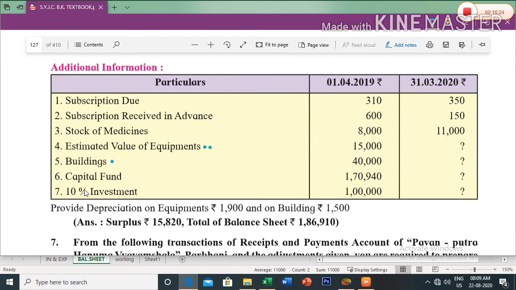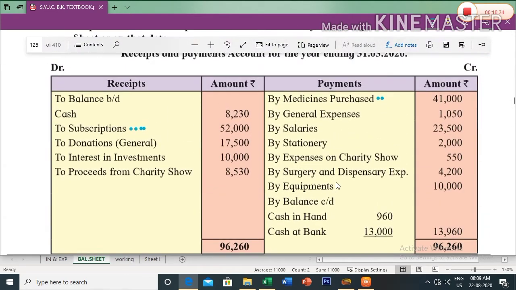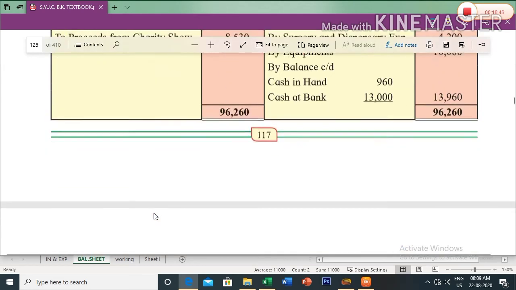10% investment. The 10% indicates the rate of interest, and on 1 lakh the interest on investment will be 10,000, which the hospital has already received. You can see on the receipt side, interest on investment 10,000. So the interest will not be calculated again because it is already received.